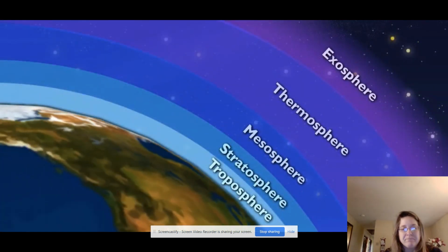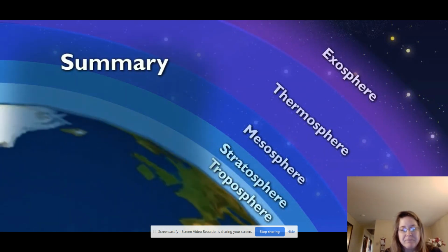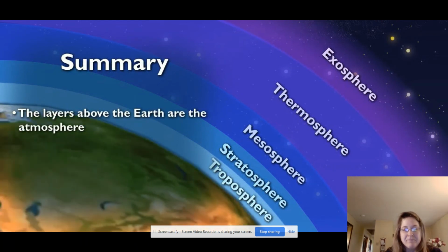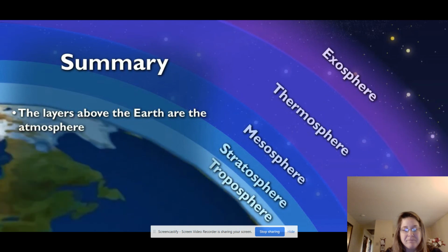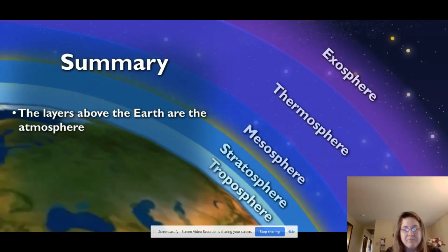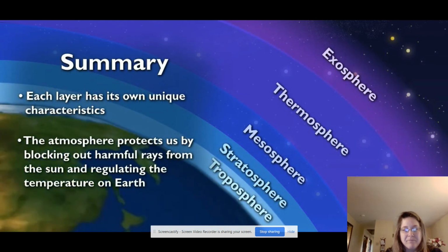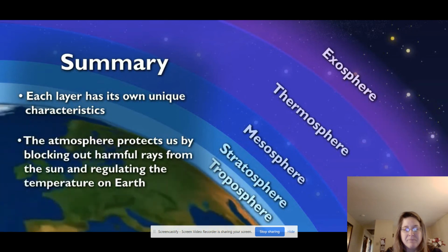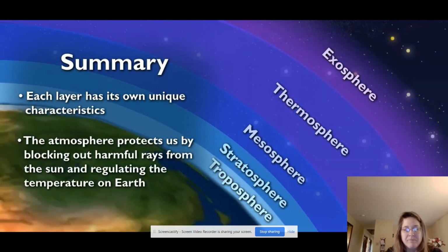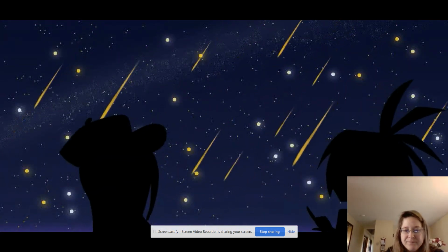Wow, so that's the atmosphere, huh? Pretty serious stuff, this atmosphere song and dance. It's definitely not just air like I thought. The layers above the Earth are the atmosphere. The layers from farthest out to closest in are exosphere, thermosphere, mesosphere, stratosphere, and troposphere. Each one of these layers has its own unique characteristics. The atmosphere protects us by blocking out harmful rays from the sun and by regulating the temps here on Earth. Hate to interrupt, but look, the meteor shower is starting.